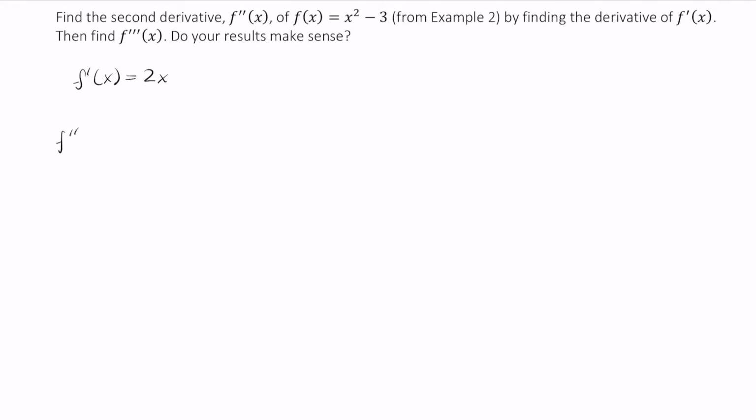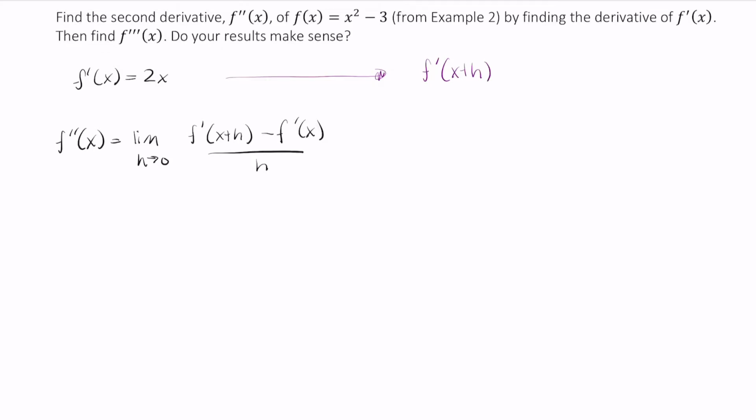That is, f prime prime of x is equal to the limit as h approaches 0 of f prime of x plus h minus f prime of x divided by h. On this side here, let's work out f prime of x plus h is equal to 2 times x plus h, which is 2x plus 2h. Now let's replace f prime of x plus h here with this quantity.